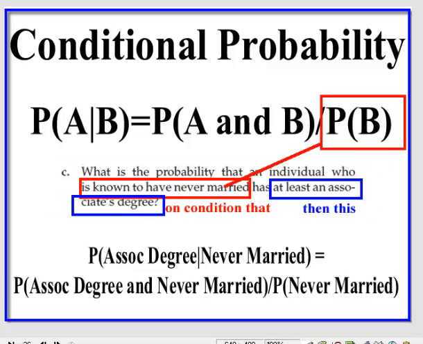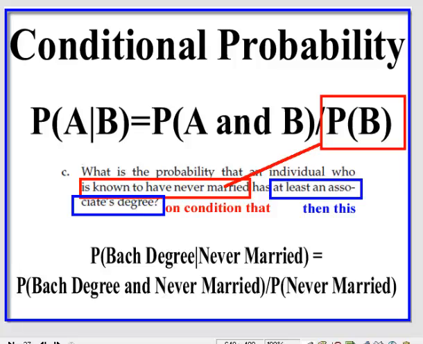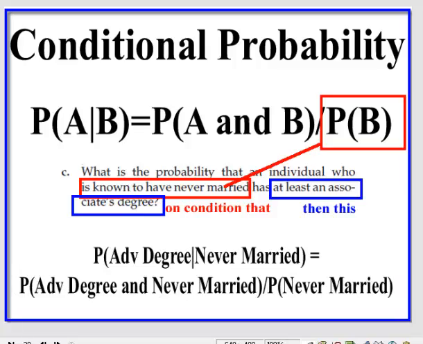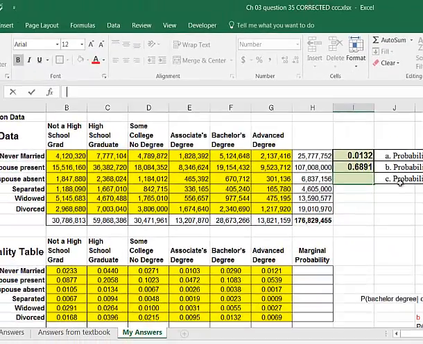Then we have to do it for the bachelor's degree, and then we have to do it for the advanced degree. And let's go do it. And I'm going to do it real fast. So I'm going to pick that cell right here. I'm going to go up here. Give me a second. I'm going to go ahead and type in the code.